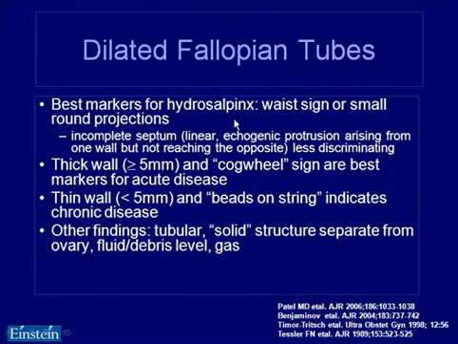So, as far as dilated fallopian tubes go, the best markers for dilatation is the waist sign, or the small round projections into the tube. The incomplete septum sign can be useful, but is felt to be less discriminating. If the tube is thick-walled and shows a cogwheel sign, that is typically acute disease, whereas a thin wall and tiny little beads on a string are from chronic disease.